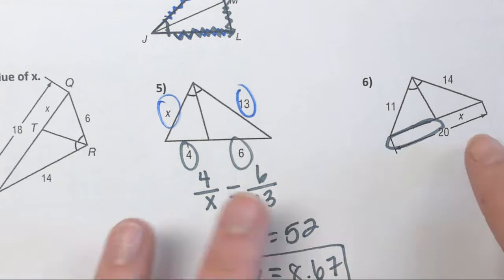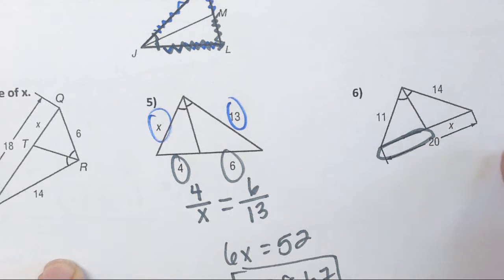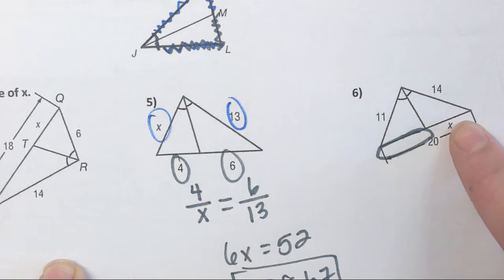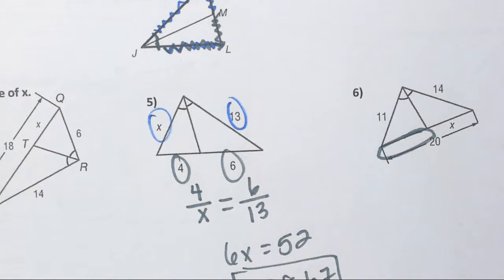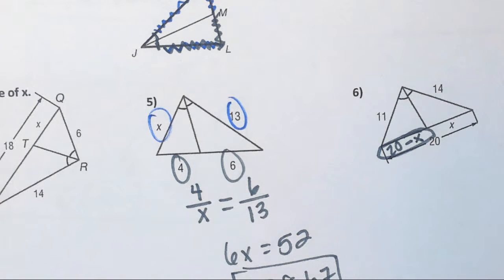So, if I said x was 3, what would you tell me that gray piece is? 17. Okay, if I said x was 10, what would you tell me the gray piece is? If I said x was 15, what would you tell me the gray piece is? 5. Okay, how are you figuring that out? Because you're adding them together. Oh, so you're taking the 20, and you're subtracting whatever number it is for x? Oh. So it's 20 minus x.